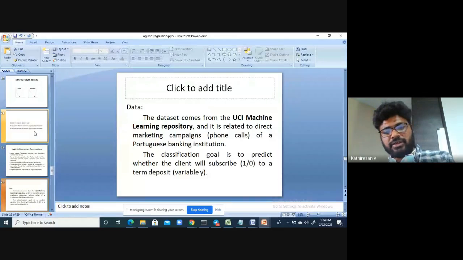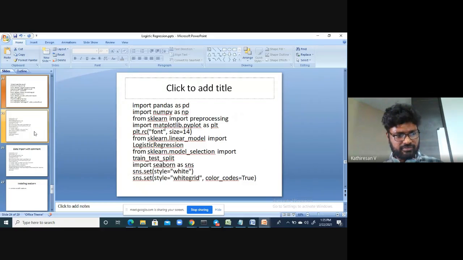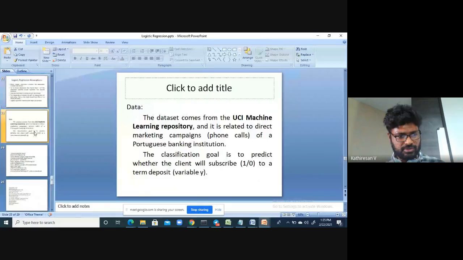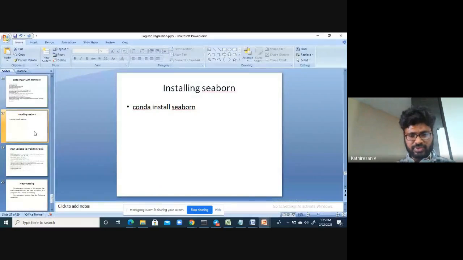So I have given this UCI machine learning repository data to you. Banking institution, I mean Portuguese banking data, marketing campaign, phone call data. Actually, I have analyzed that data and shown some insights. Okay, now it is the time for you. You go ahead with the data and find some more useful insights. Okay, that will be useful for you.